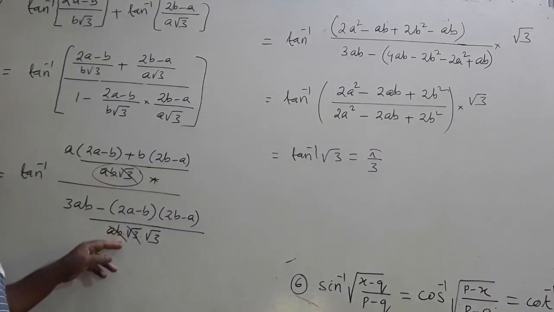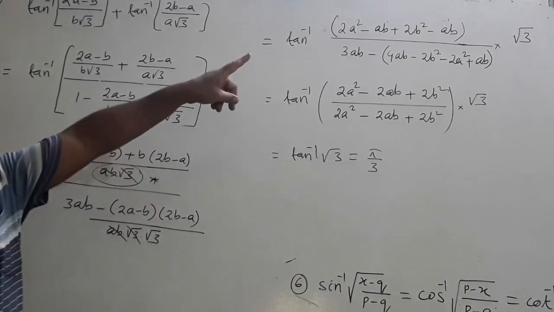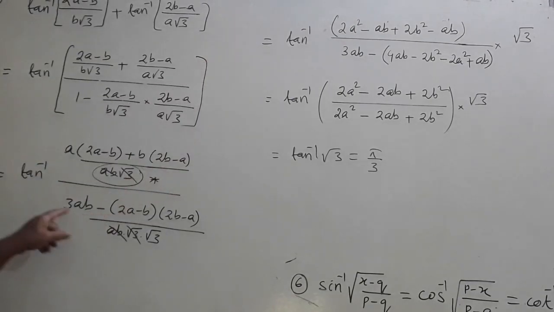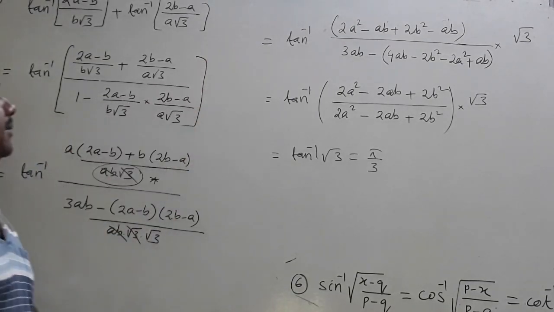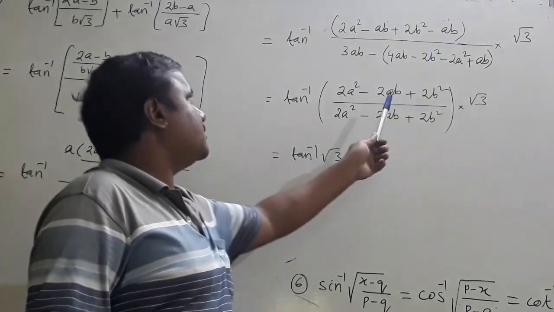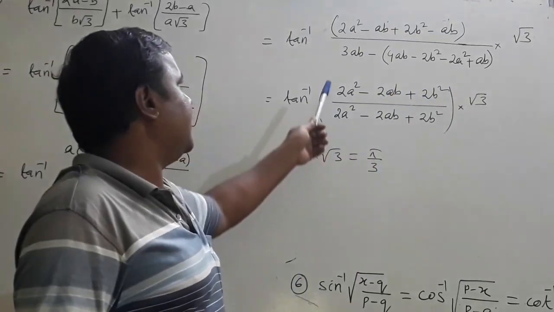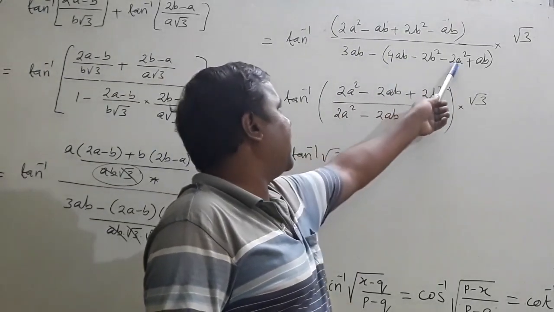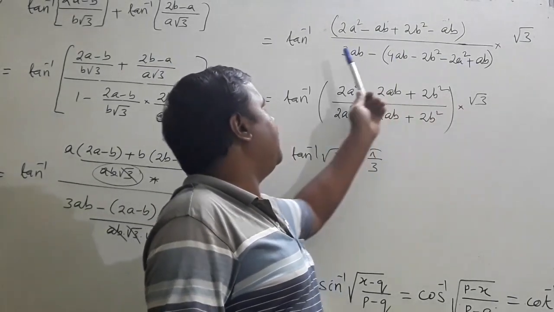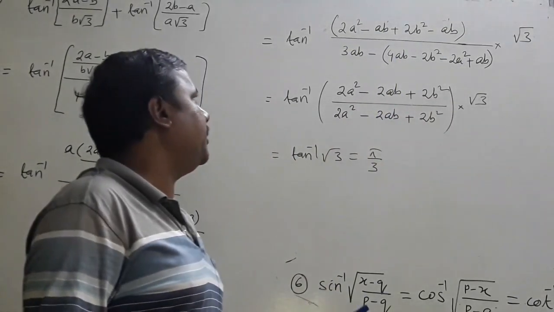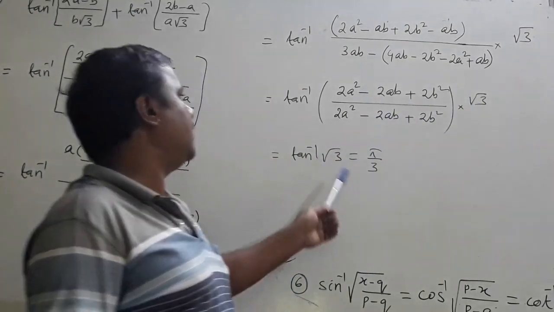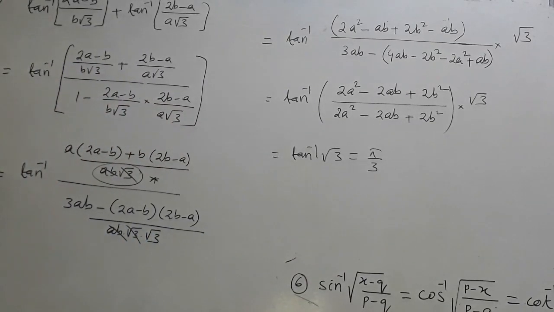Now after cancelling ab root 3, this root 3 will go to the numerator and I multiply this there. Then multiplying this term, it becomes 2a square minus 2ab plus 2b square, and the denominator becomes, look at here, minus plus 2a square. Then 4ab plus ab, 5ab, 3ab minus 5ab, minus 2ab plus 2b square into root 3. They cancel each other. It becomes tan inverse root 3, whose value is pi by 3.